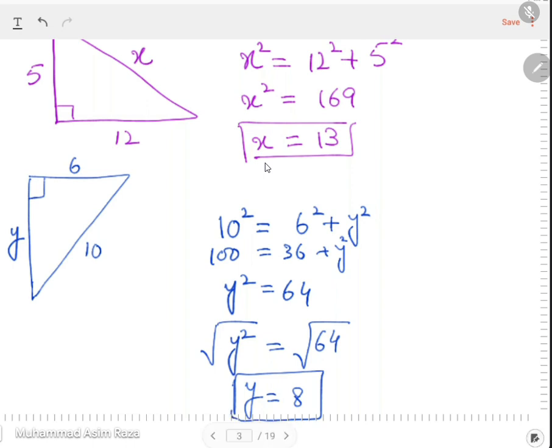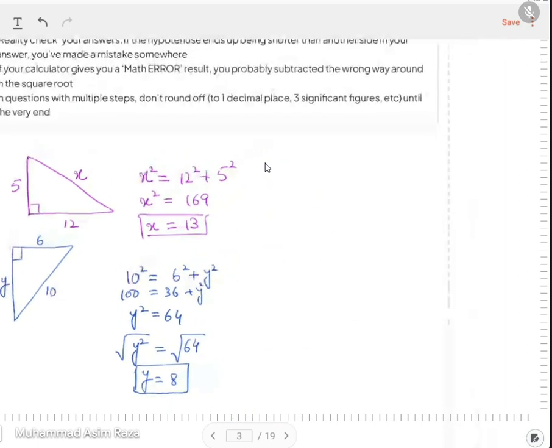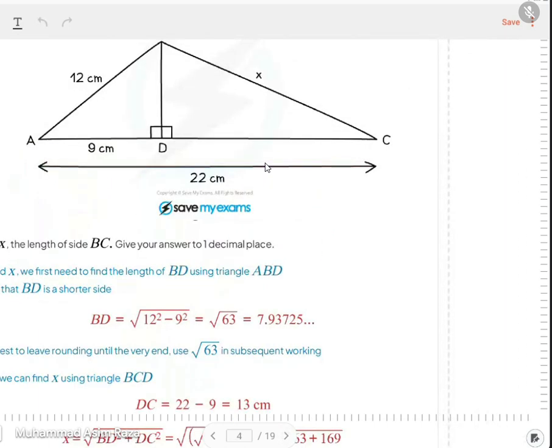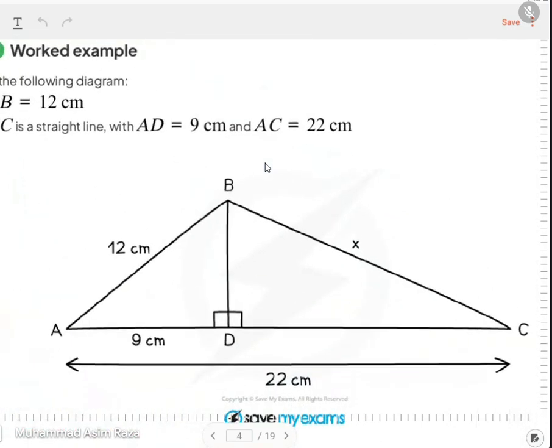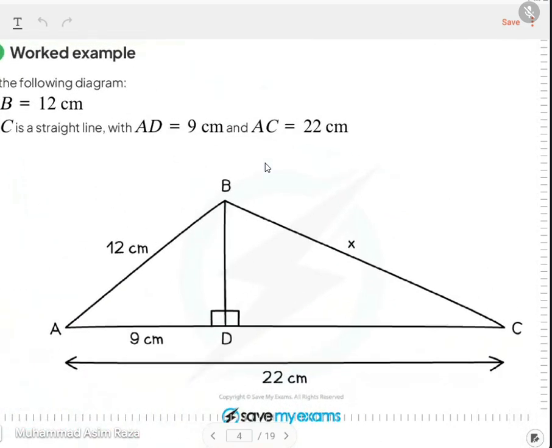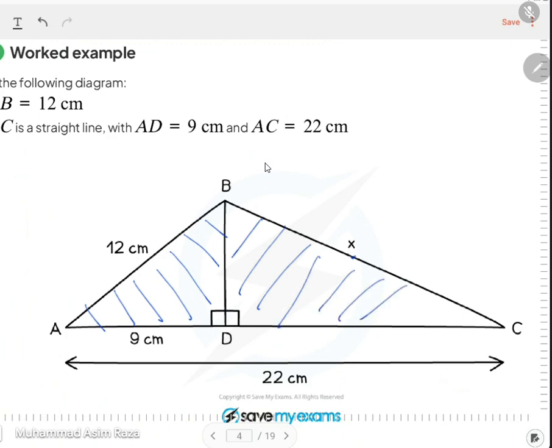Okay, yes, so it works like that, but obviously in the exam he can give us a little bit more complex questions like he has given over here. He says that find out this value of x. So there are two triangles. One of the triangles is this one, and another triangle is this one, right? Yes.